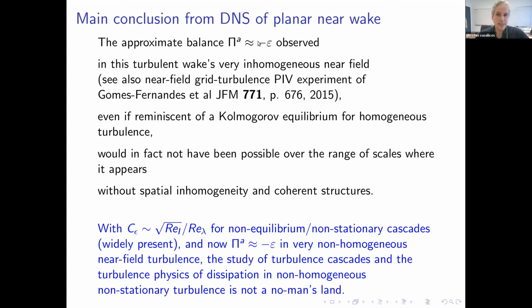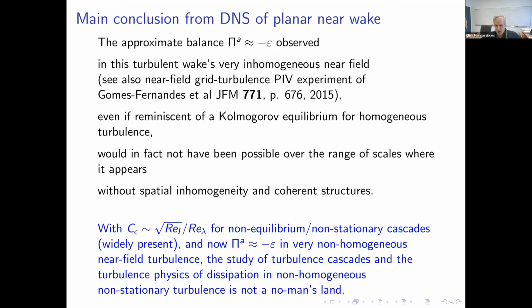By the way, we saw something similar in an earlier work in a PIV experiment in a near field grid turbulence. Only the PIV was planar with two components, so it wasn't as convincing as now, because we had only some of the derivatives that define this thing. So even if this equality is reminiscent of a equilibrium for homogeneous turbulence, it actually would not have been possible over the range of scales where it appears without the inhomogeneity and without the coherent structures.